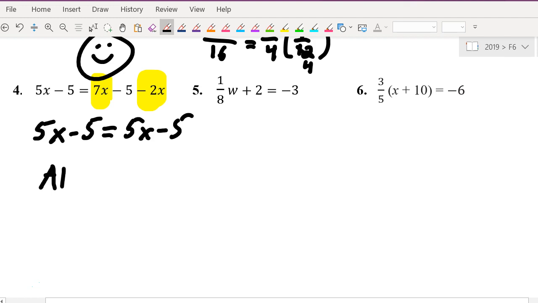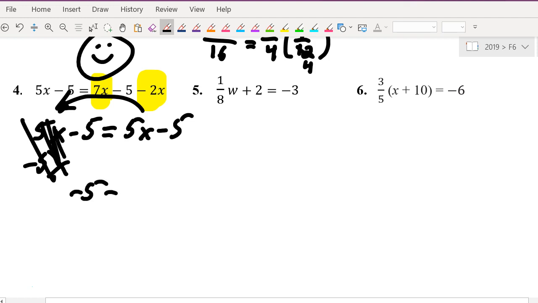Yeah, that's all real numbers, because if it was your yard, my yard, then this would cancel out, and it would be 0 here. -5 equals -5. So that is an all real numbers problem.